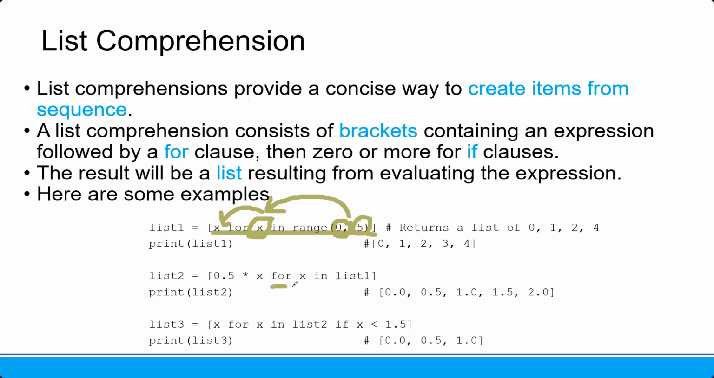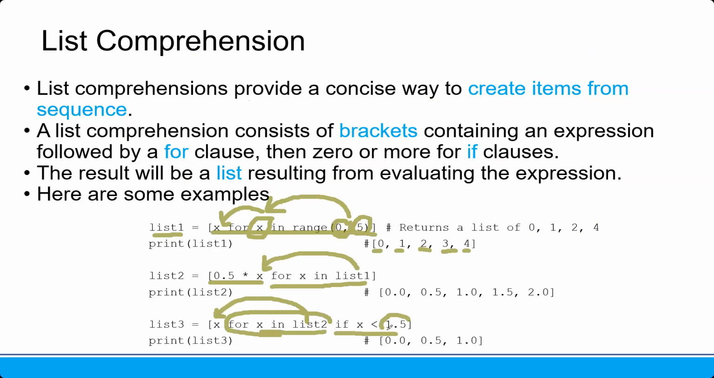from 0 until 4, and then we put those numbers into x, and x will be printed in the list. In this case, we have for x in list 1. So if this is the numbers 0, 1, 2, 3, 4, then every number x will be multiplied by 0.5. In this case, we have x in list 2. So we will print every x in list 2 if x is less than 1.5. So if x is less than 1.5, we will put those numbers in the list.